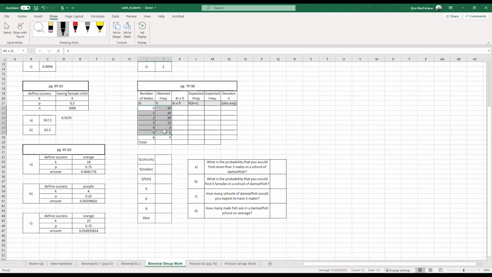So here is the data split into X_i and f_i, the number of males and the observed frequency. These are schools of 6 damselfish, so 6 is our number of trials. And we're sampling these schools of 6 fishes several times. Let's see how many times. By summing up our observed frequency, we get our total number of samples. So we sampled 100 schools of fish, which means we sampled 600 fish total.